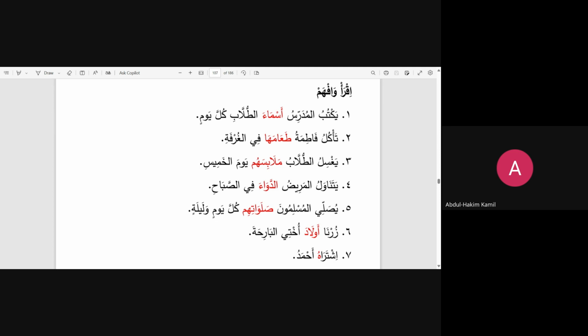Look at the next sentence. Yagsilu at-tullab malabisahum yawm al-khamis. Yagsilu, fi'l. Tullabu, fa'il. Malabisahum, maf'ulun bihi. Okay, yawm al-khamis, just shibhu jumla. It's part of the sentence. If the sentence can do without it, but just for further detail, it was mentioned. Now look at this last one we took.